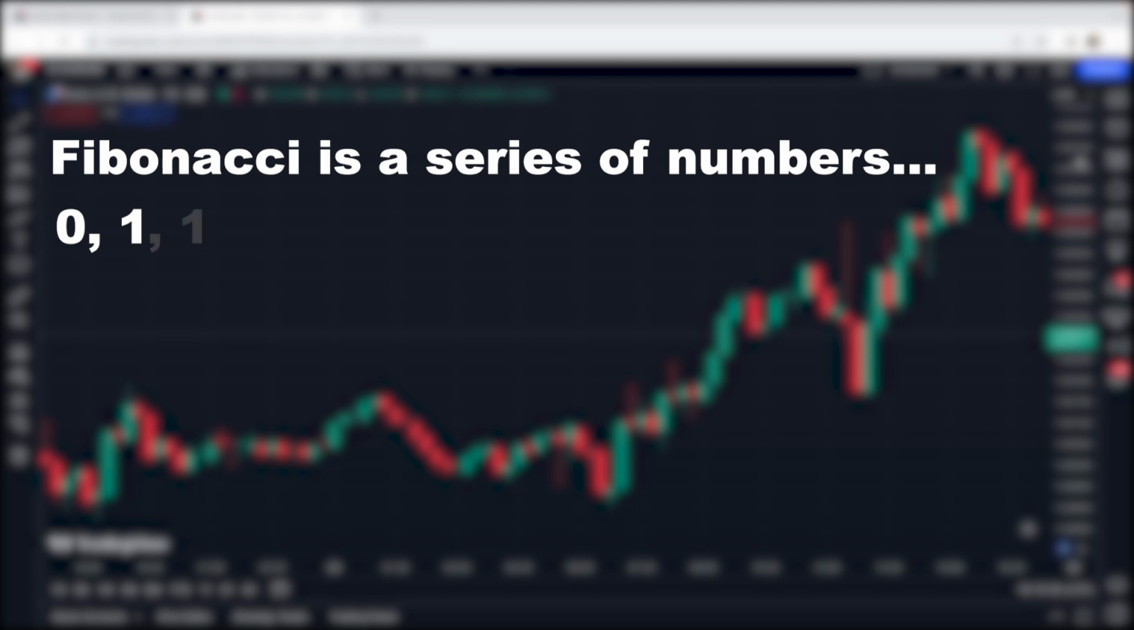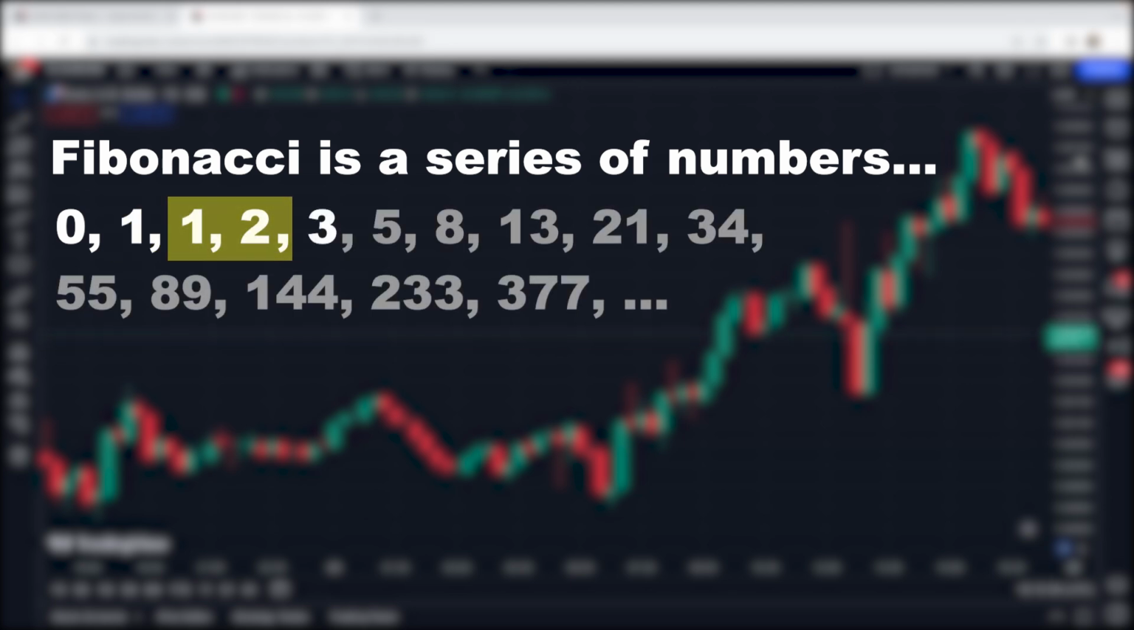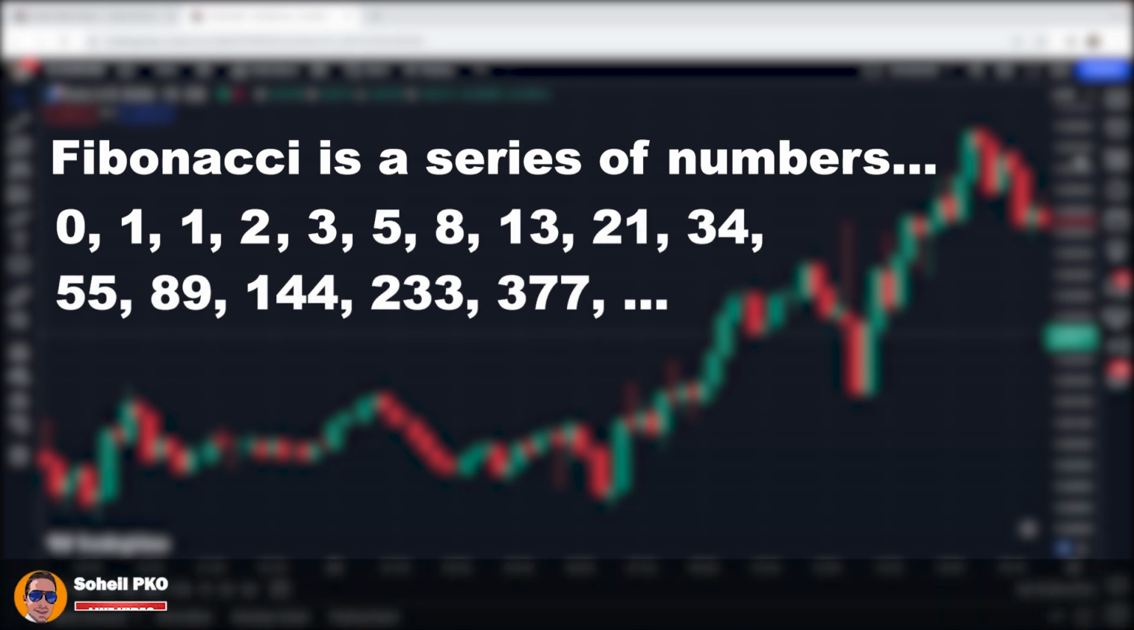So the next number is 1, which is the sum of 0 and 1. The next number is 2, which is the sum of 1 and 1. The next number is 3, which is the sum of 2 and 1, and we continue like this. And this is how a Fibonacci series looks. But this is not all, and there are amazing facts behind these numbers.